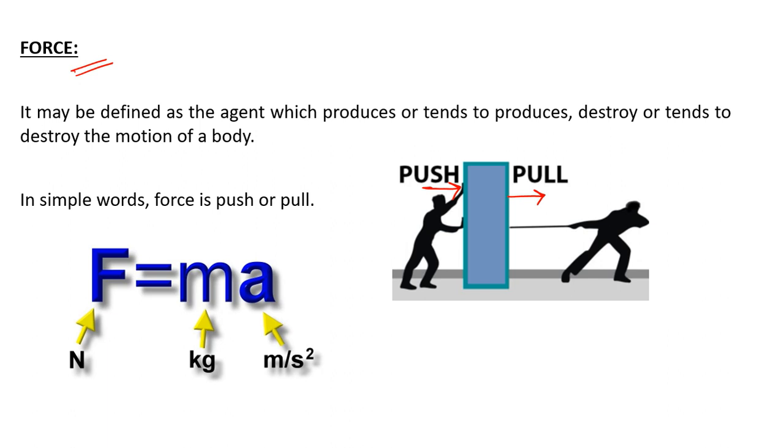Mathematically, as per Newton's second law, the formula of force is F equals m into a, which means mass into acceleration. The SI unit of force is Newton, the SI unit of mass is kilogram, and the SI unit of acceleration is meter per second square.